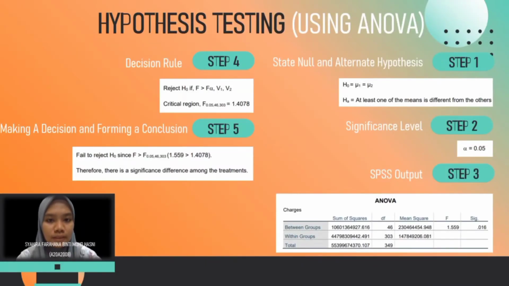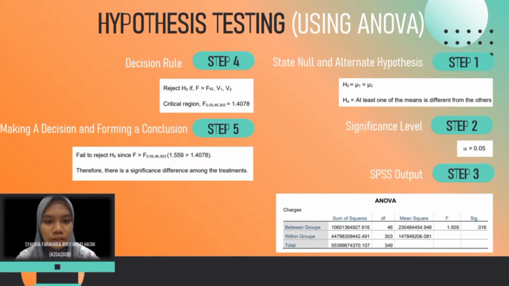Second, I will explain the steps of using the ANOVA conclusion. Step 1. State null and alternate hypothesis. H0: mu1 equal mu2. H alpha: at least one of the means is different from the others. Step 2. Significance level 0.05. Step 3. SPSS output. This is the table I got from calculations using SPSS.